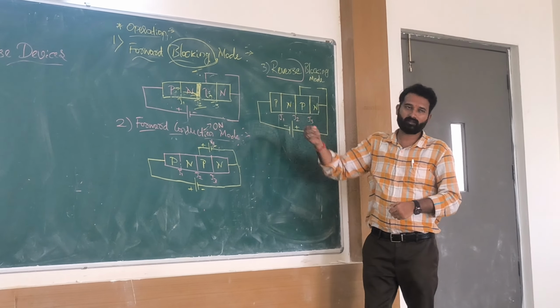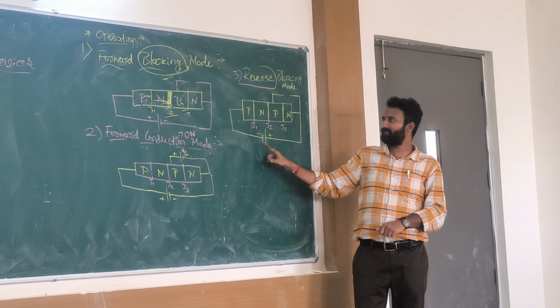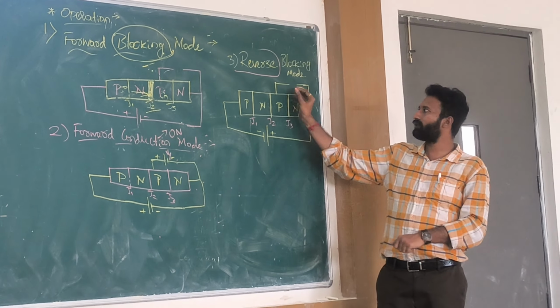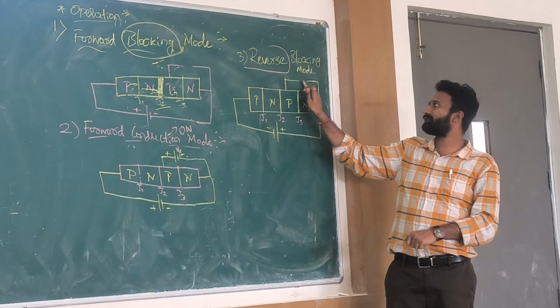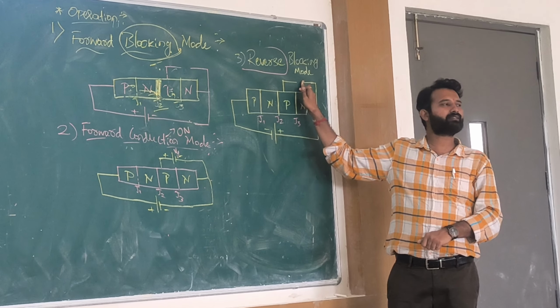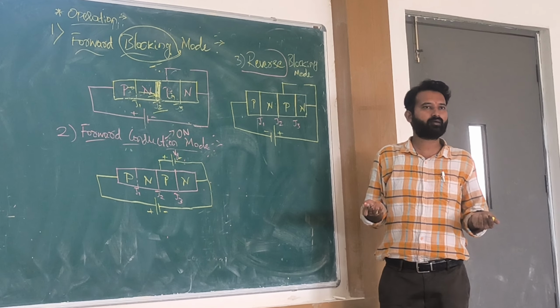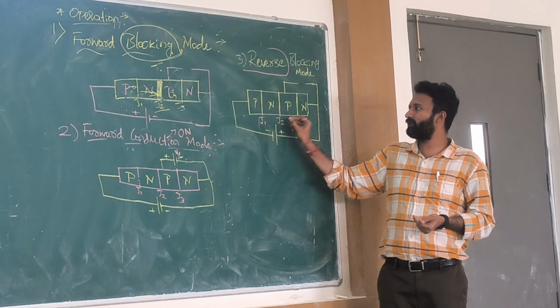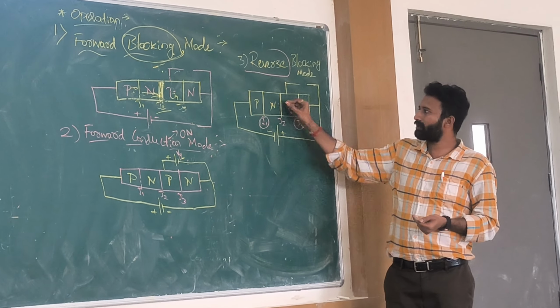Now what is this? Reverse means what will happen? Positive to negative and negative to positive, and your gate is open. This blank space means the gate is open. I didn't apply any voltage at the gate. Listen, focus here. What will happen? J1 and J3 will be reverse bias. What happened to J2?